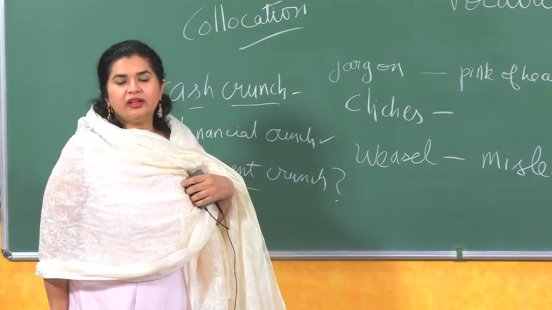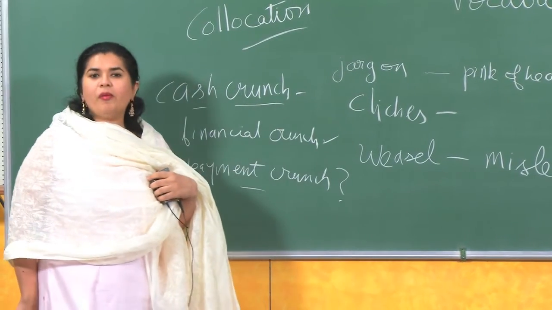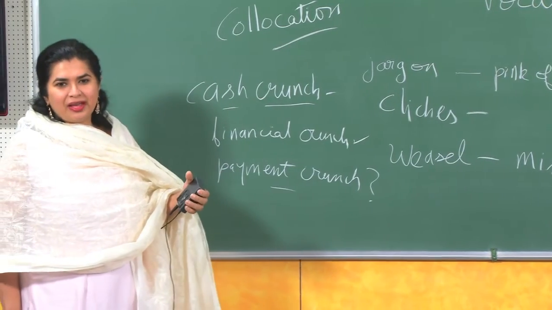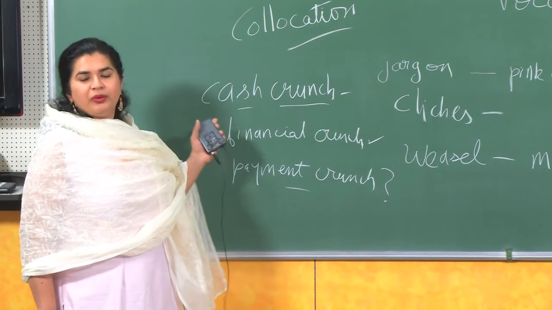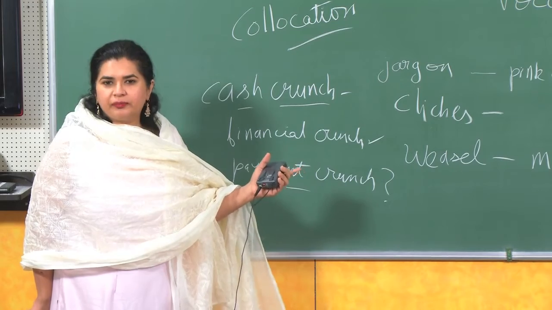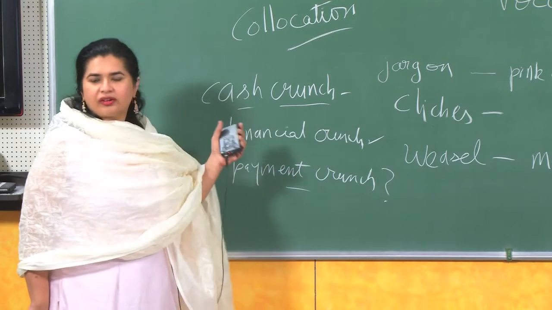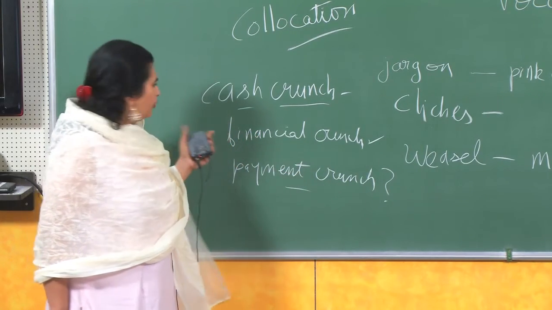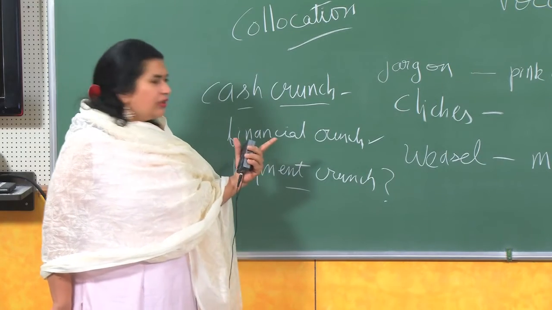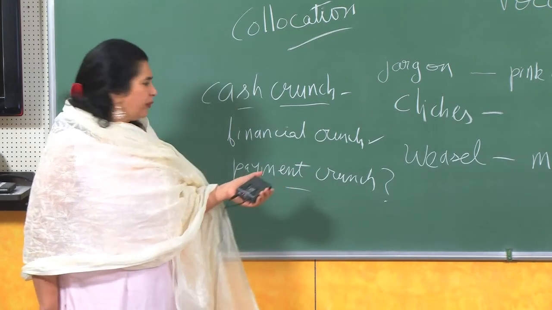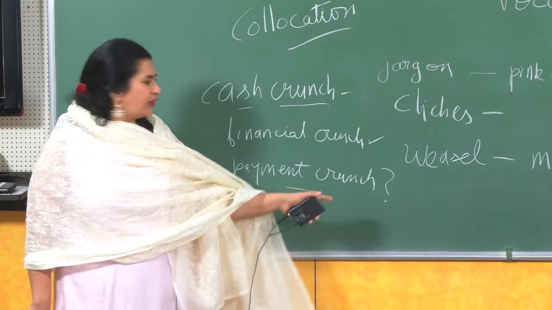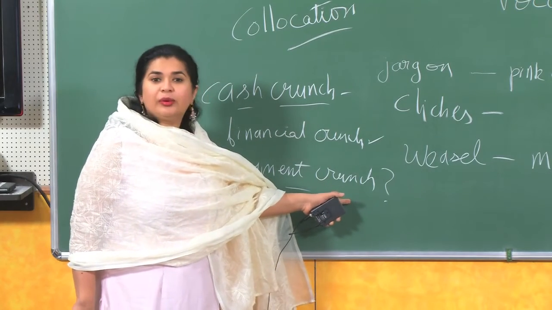What is collocation? Just as a warm up exercise, let me give you an example. You take two words, cash and crunch. So, you can say cash crunch. I am going through a cash crunch. I am going through some kind of a financial crunch, but I can't say payment crunch. Therefore, I have put a question mark.